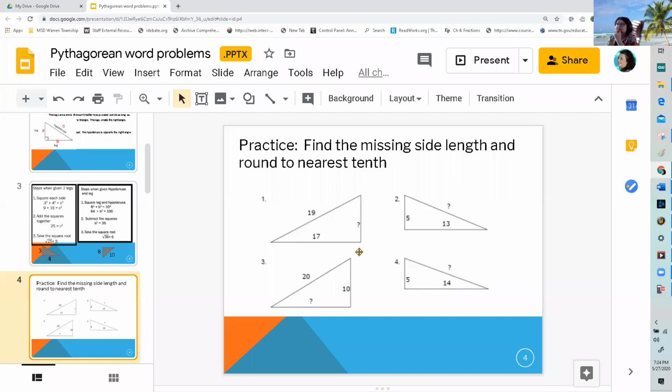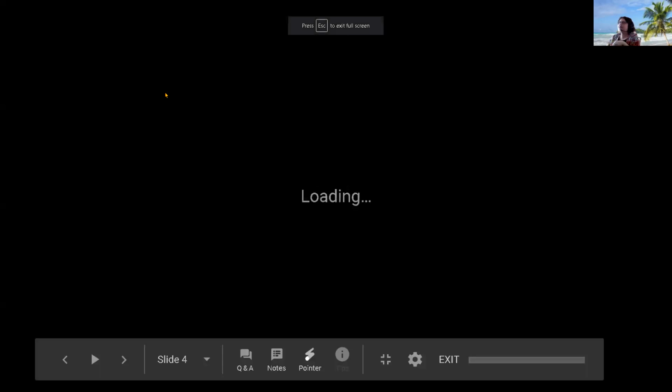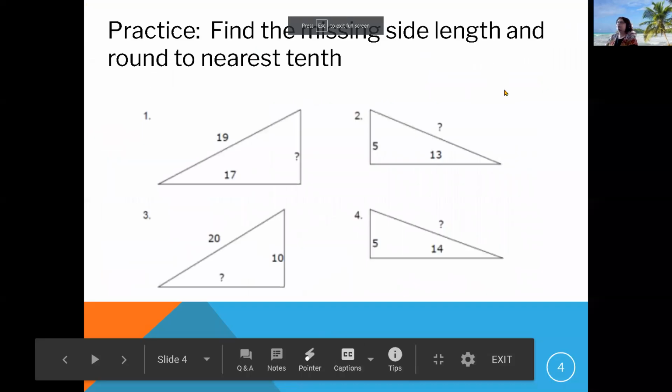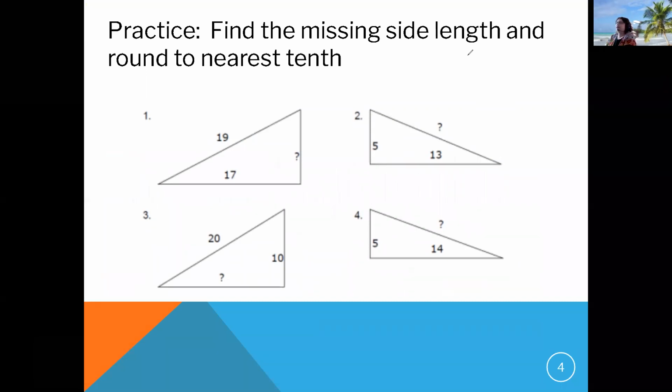Okay. So, how come I lost my hand? Oh, because I was doing the, okay. So now I'm gonna go in present mode. We're gonna look at number 2. And remember, I'm gonna let Monica tell me this. Okay, Monica? We have a squared plus b squared equals c squared.